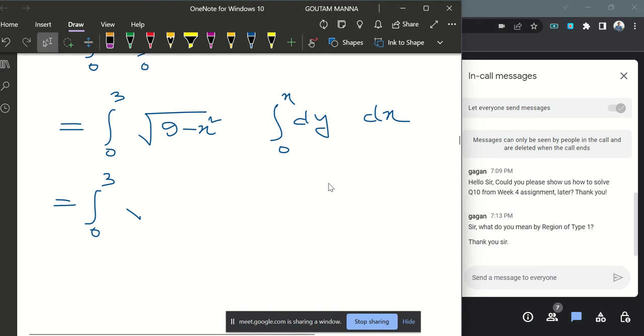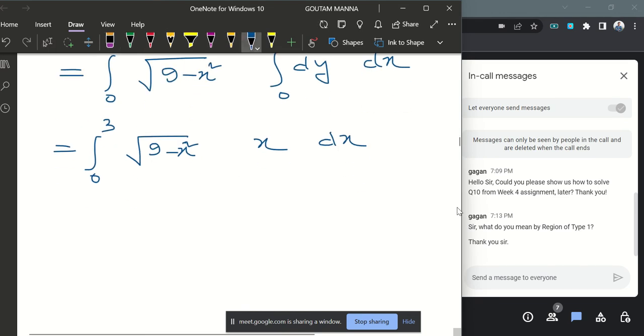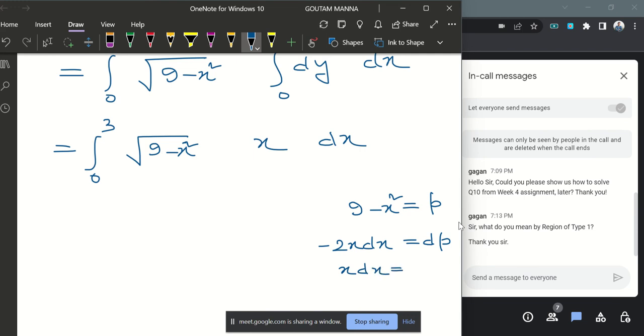0 to 3 under 9 minus x square, y from 0 to x, which is basically x dx. Now if we consider 9 minus x square as, let's say, p, so in that case minus 2x dx equals dp, or x dx equals minus half dp.